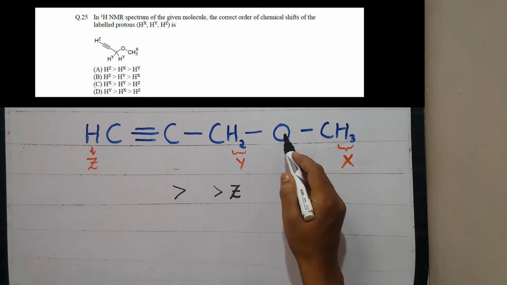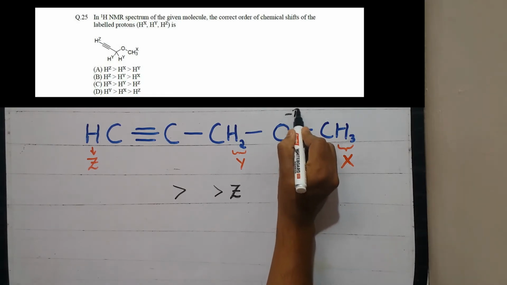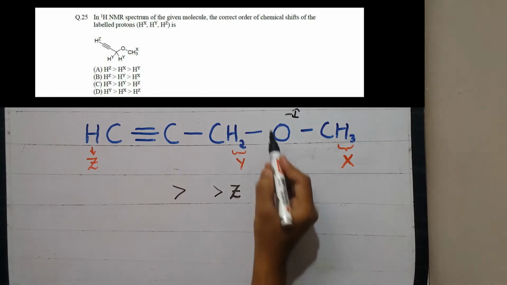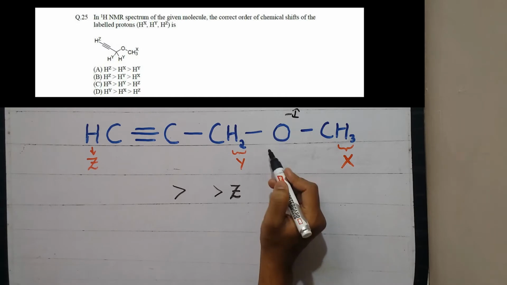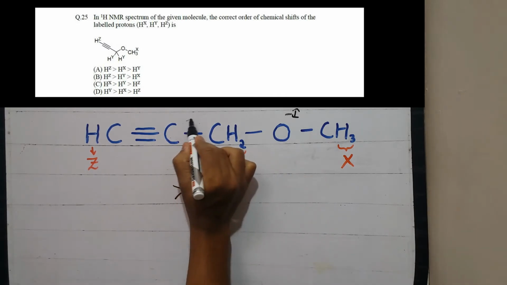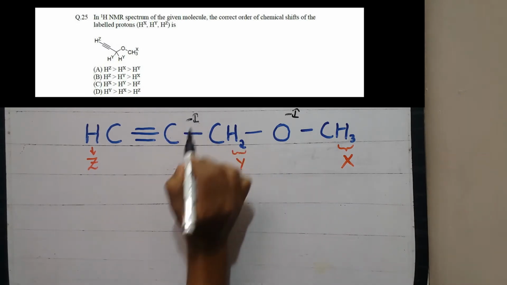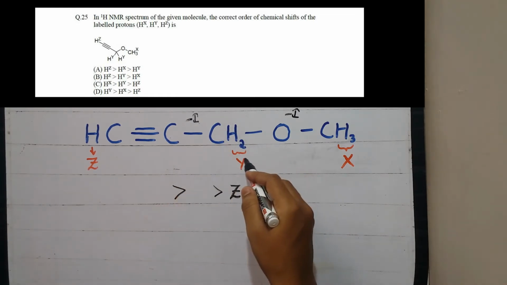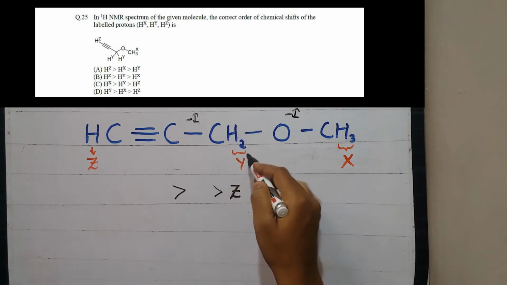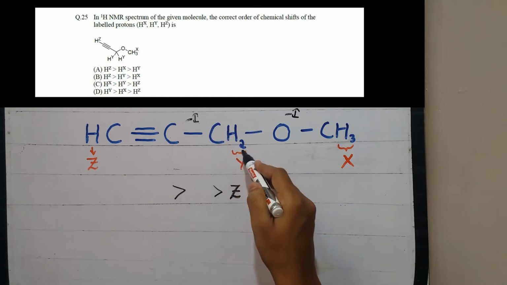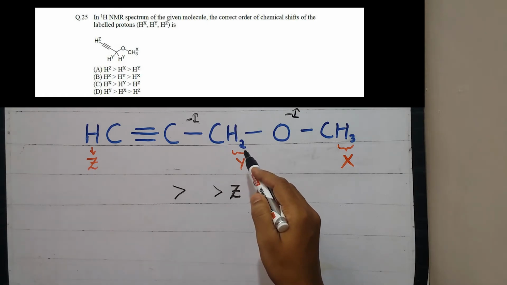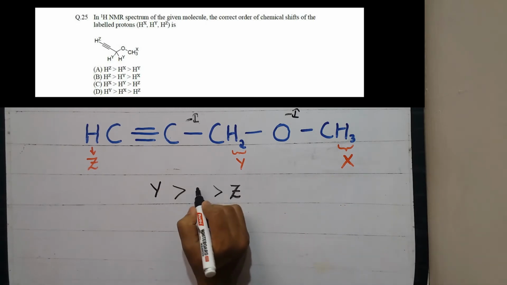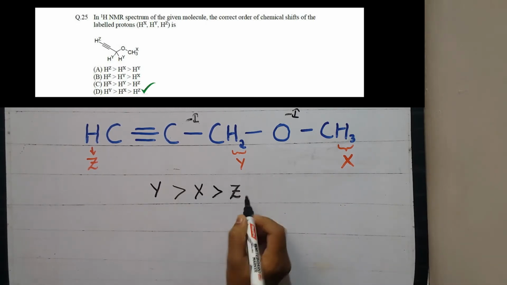Here the oxygen plays a role of minus I effect for this proton. Coming to Y, there is a minus I effect experienced from the oxygen as well as the minus I effect from the alkyne carbon. Hence Y is more de-shielded. The electron density around the Y nucleus would be least. Hence the chemical shift value for Y would be greatest compared to X, and then comes Z.